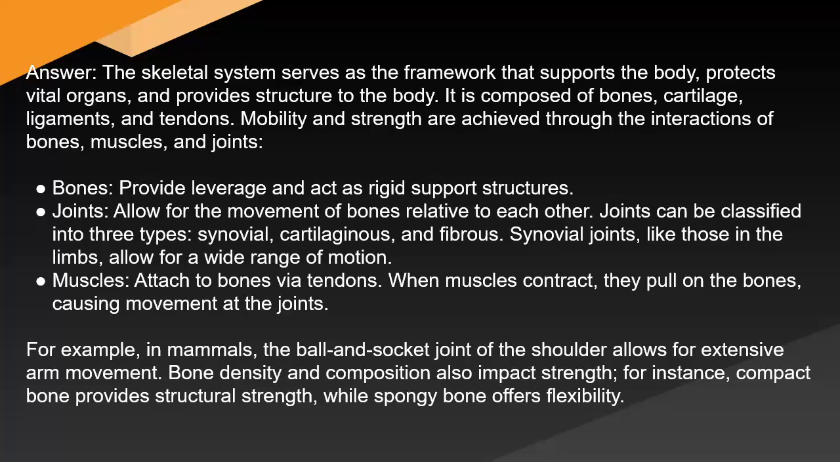Joints allow for the movement of bones relative to each other. Joints can be classified into three types: synovial, cartilaginous, and fibrous. Synovial joints, like those in the limbs, allow for a wide range of motion. Muscles are attached to bones via tendons. When muscles contract, they pull on the bones, causing movement at the joints. For example, in mammals, the ball and socket joint of the shoulder allows for extensive arm movement. Bone density and composition also impact strength. For instance, compact bone provides structural strength, while spongy bone offers flexibility.